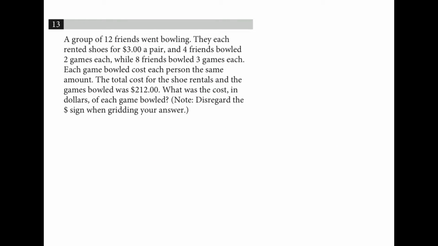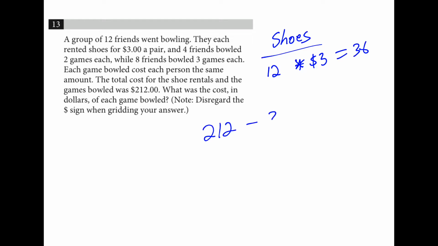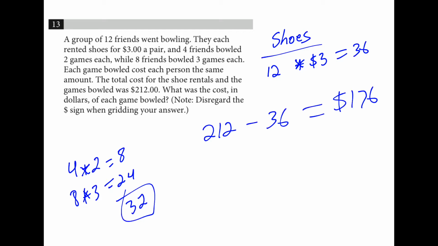For number 13, we have shoes, that's one of the costs, and we have 12 people times $3 a pair. We're going to spend 36 total on shoes. I could just take 212 and subtract 36 right now. That means I spent $176 on the actual per game cost. If I want to figure out how many games were played, 4 people played 2 games, 8 people played 3 games, multiply them, add them together, 32 total games were played.